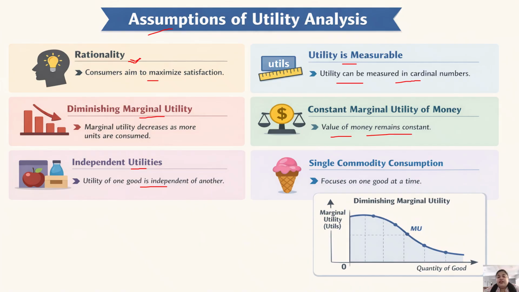The next is single commodity consumption. Here, it focuses on one good at a time. That's why the marginal utility tends to diminish.